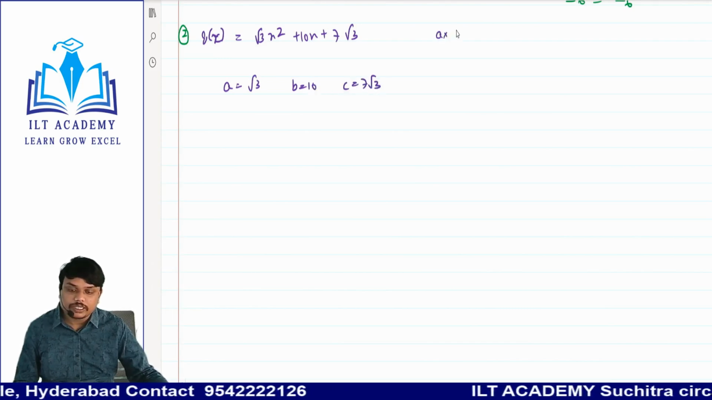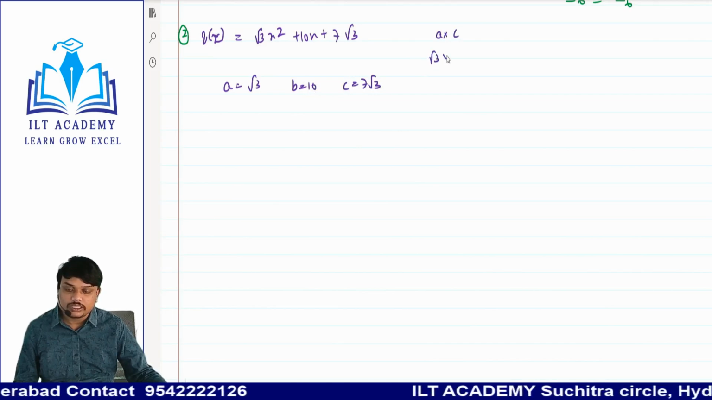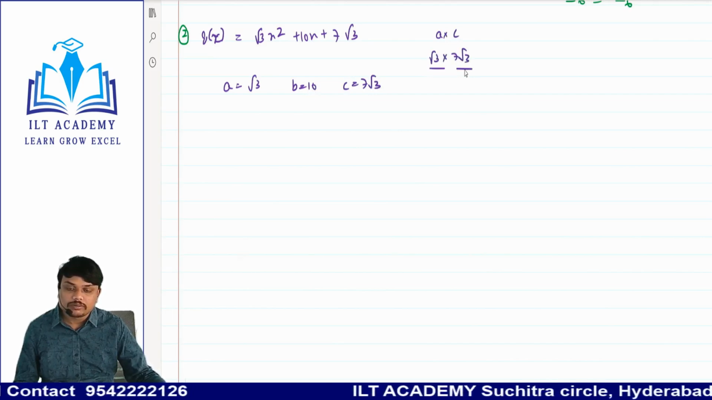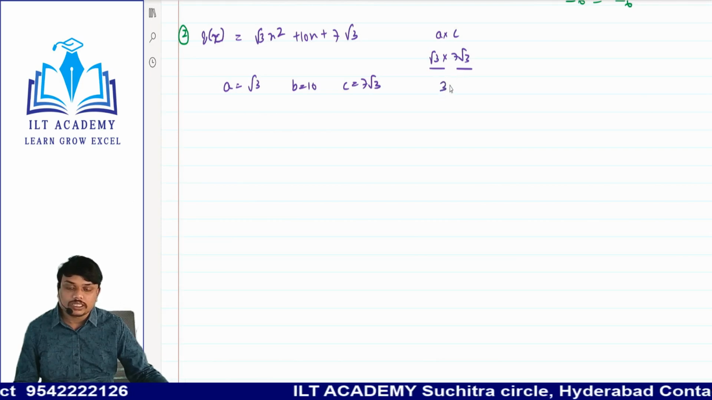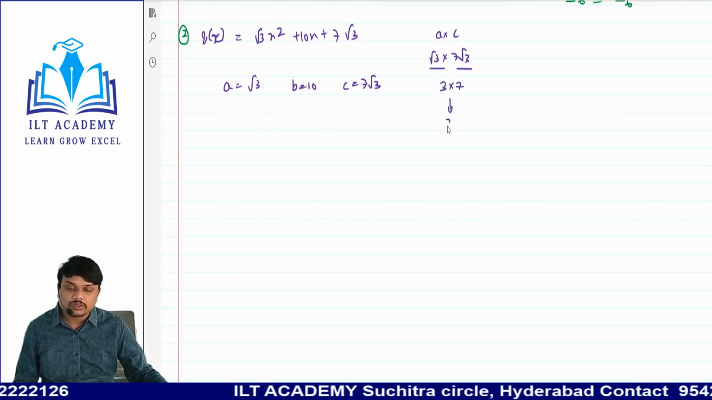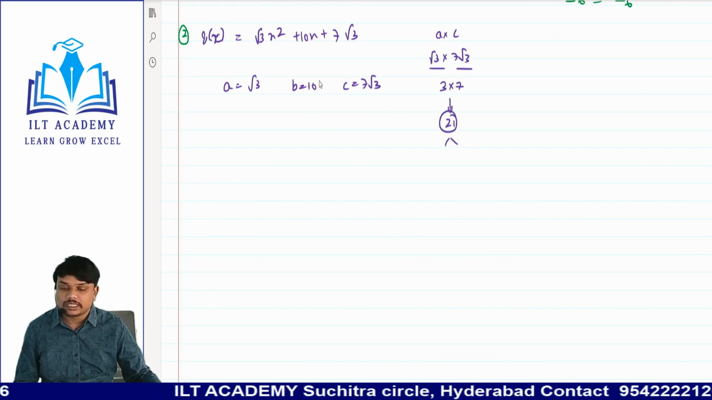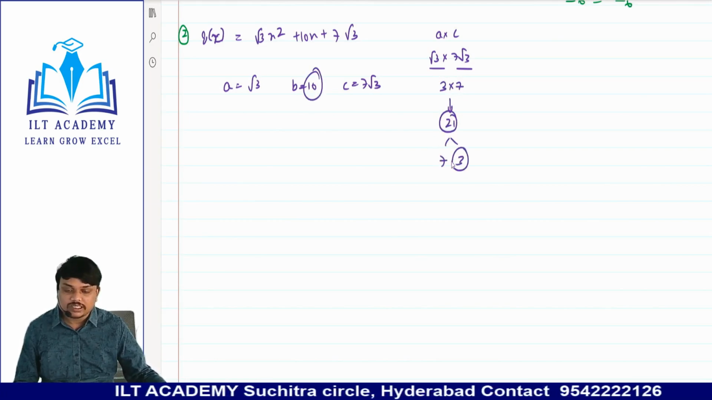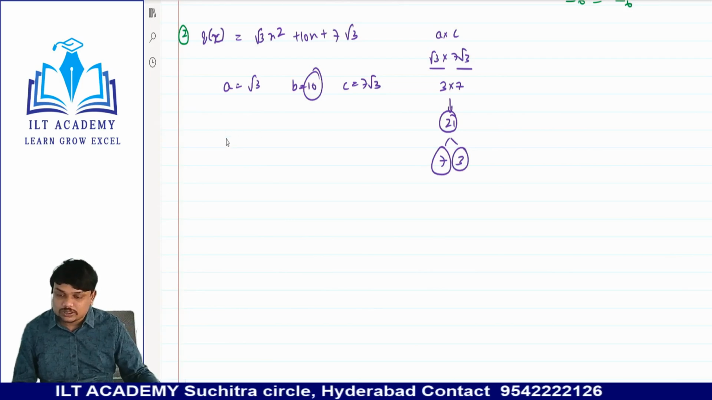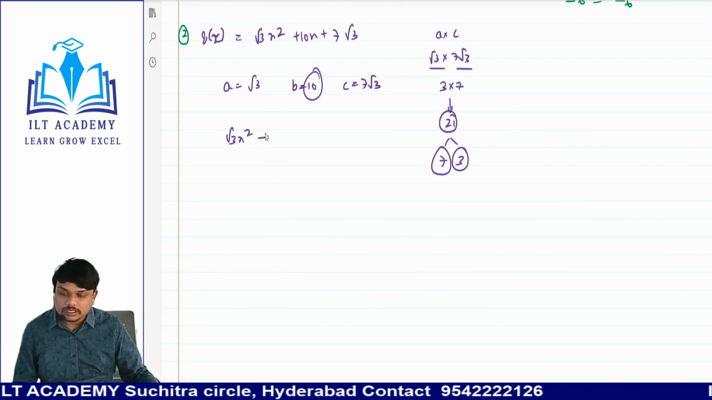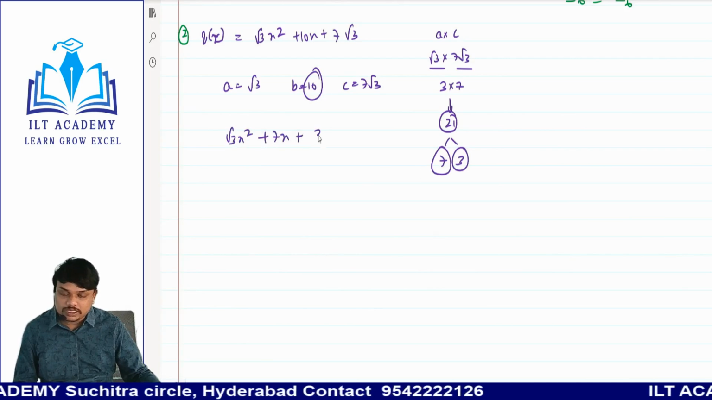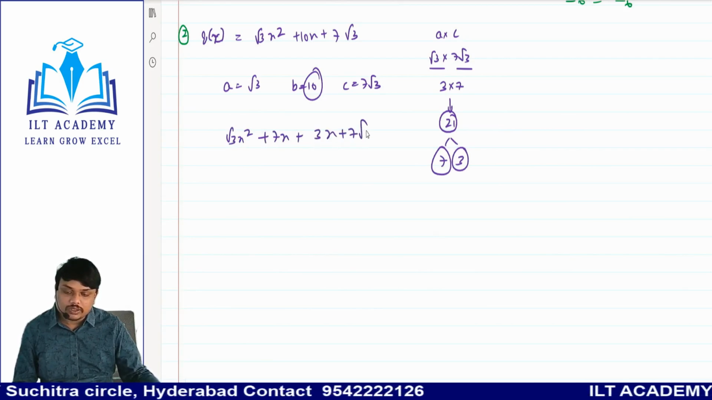Now what we need to do, a into c is under root 3 into 7 root 3. This time it is very easy. Root 3 into root 3 is 3, 3 into 7 is equal to 21. How will we split 21, into 10? So I know, 7 into 3, it is very easy. So under root 3x square plus 7x plus 3x plus 7 root 3.